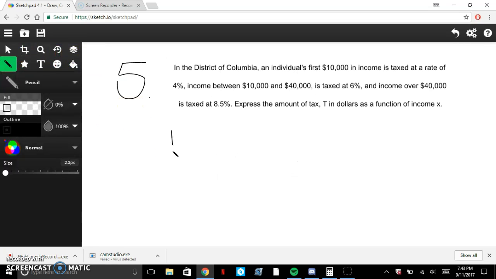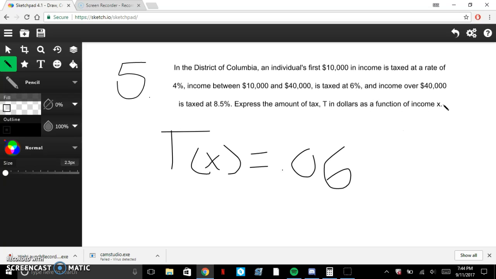Now the next equation also begins with T of X, as does the next one, because it is our output for all of them. Except this time, we're doing the bracket for $10,000 to $40,000, which means the tax rate is 6%, or 0.06, times our input, which is X. And this determines how much of your income is being taxed at this tax bracket in the District of Columbia.